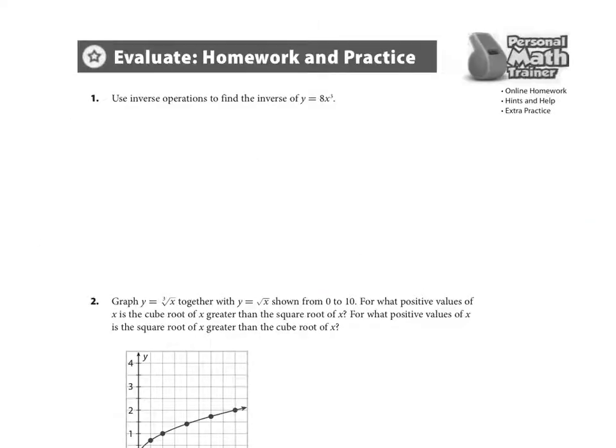For this particular lesson, you are doing page 1197, and you're going to be doing numbers 1 through 22.